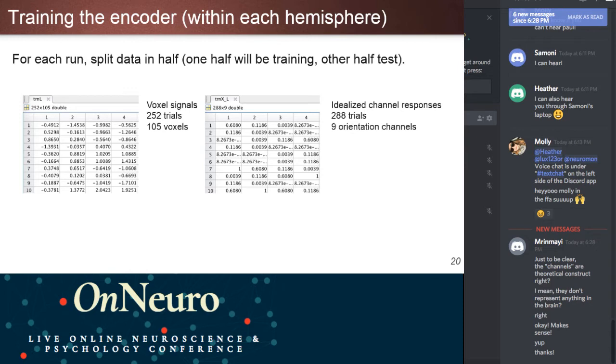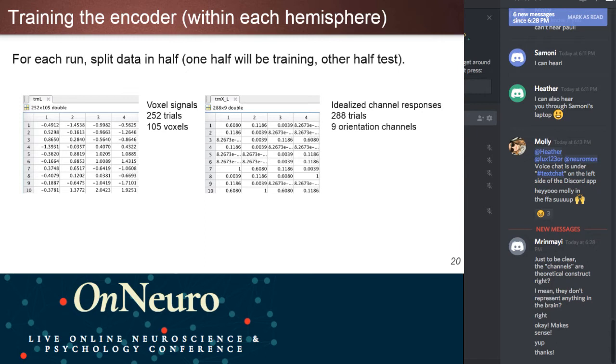So each voxel has data for every trial: 252 trials for 105 voxels. And then we also have the idealized channel responses that we were talking about before. For instance, we have 288 trials for the 9 respective idealized channel profiles. You'll notice that there are 252 trials on the left and 288 trials on the right, and I will get into why there's a difference in the number of trials.